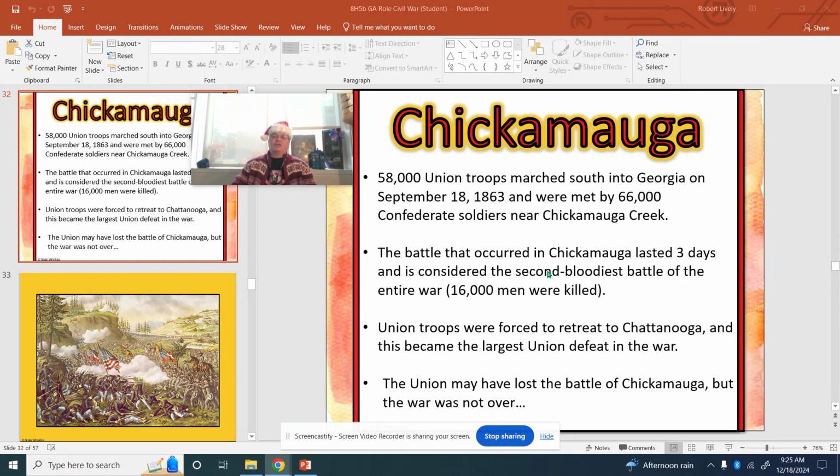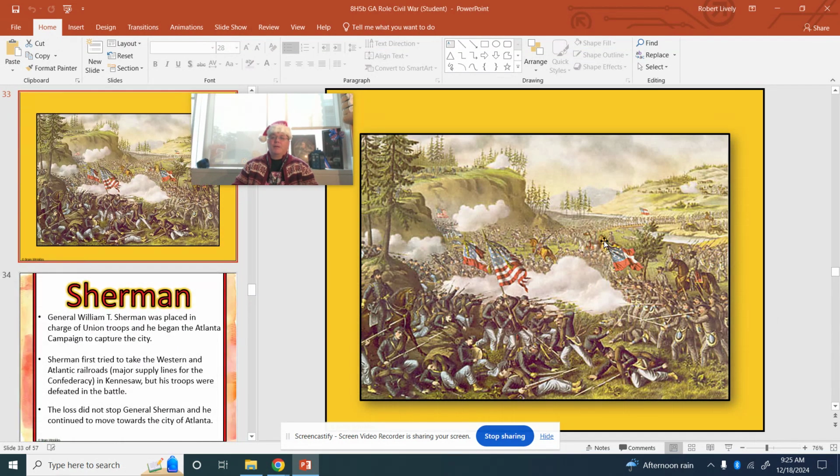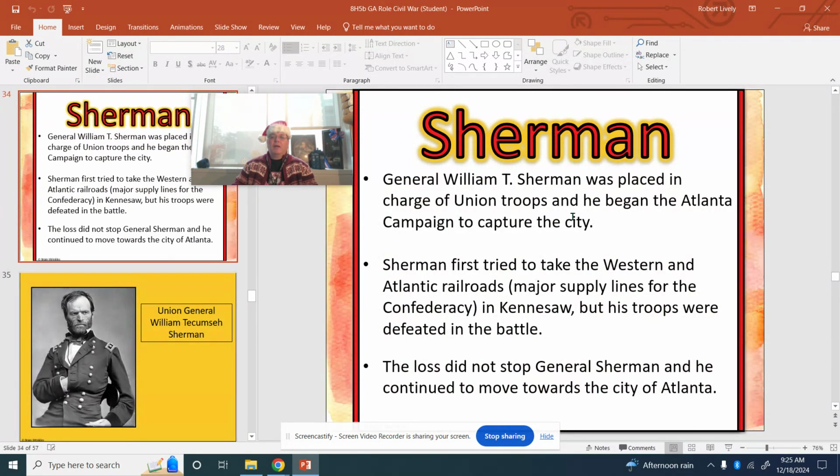58,000 Union troops marched south into Georgia on September 18th of 1863 and were met by 66,000 Confederate soldiers near Chickamauga Creek. That's a lot of men fighting all at one time. The battle that occurred in Chickamauga lasted 3 days and is considered the second bloodiest battle of the entire war. 16,000 men were killed. Union troops were forced to retreat to Chattanooga, and thus became the largest Union defeat in the war. The Union may have lost the Battle of Chickamauga, but the war was not over. This is the battle above the clouds.